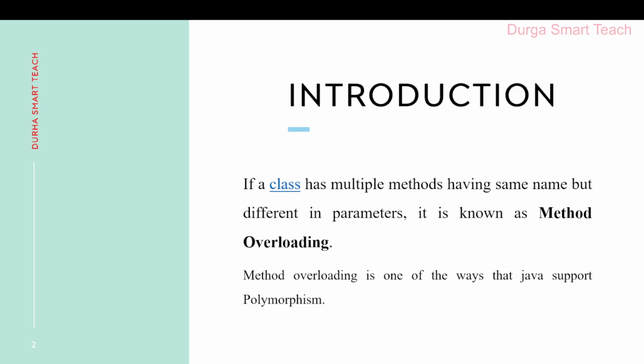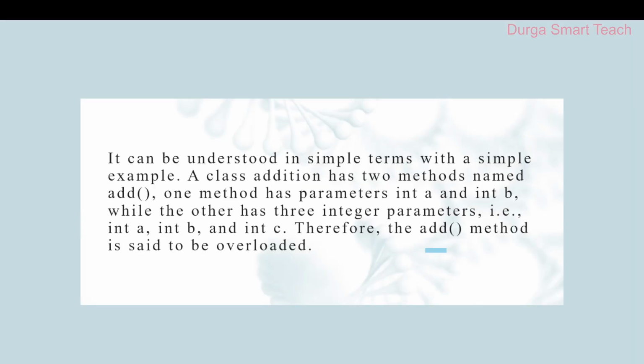So here the method name is the same, but it has different parameters: the ability to have more than one form. It can be understood by using one simple example. A class Addition has two methods named add. One method has parameters int a and b, and one more method contains three parameters, int a, b, c. Therefore, the add method is said to be overloaded.